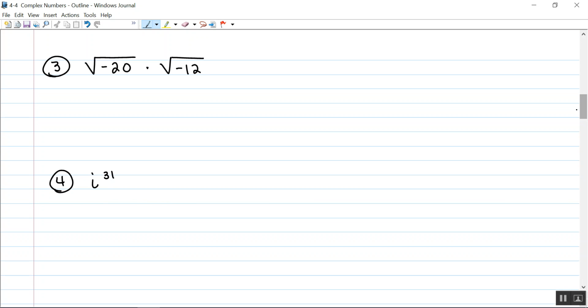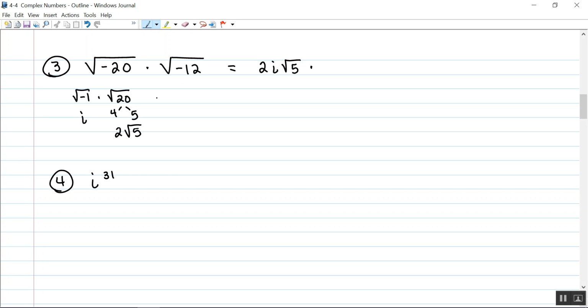Next example, square root of -20 times the square root of -12. We're not going to multiply these. We're going to simplify each one separately. So the square root of -20 is the square root of -1 times the square root of 20. -1 is i. Square root of 20, that's a 4 and a 5. So that's going to turn into a 2 square root of 5. So square root of -20 is 2i square root of 5.